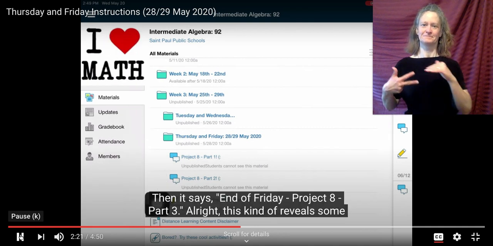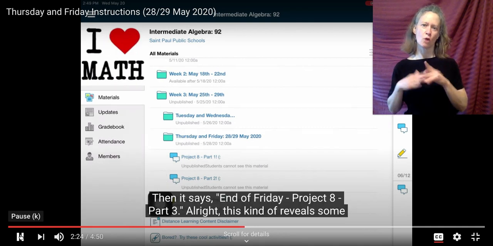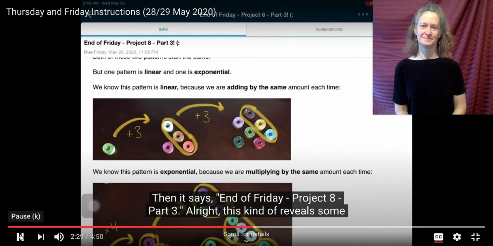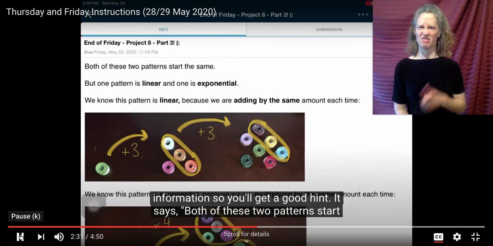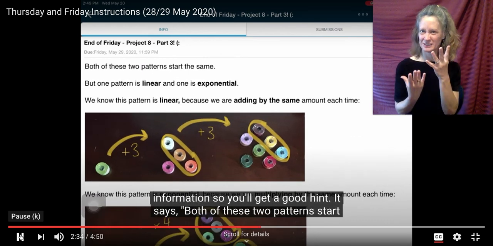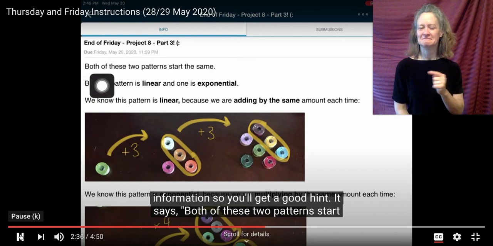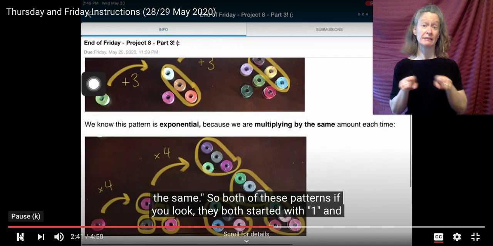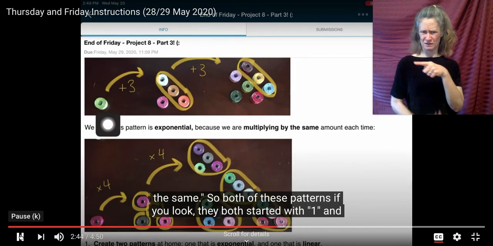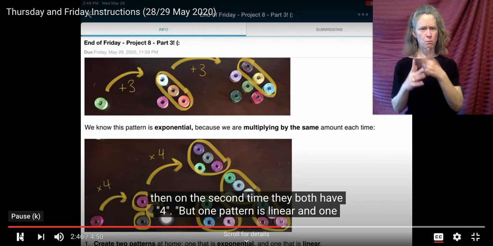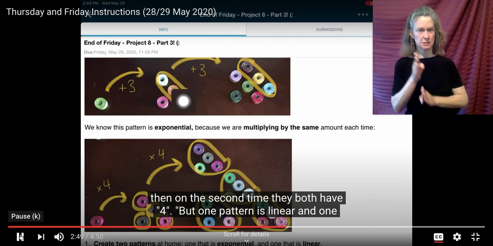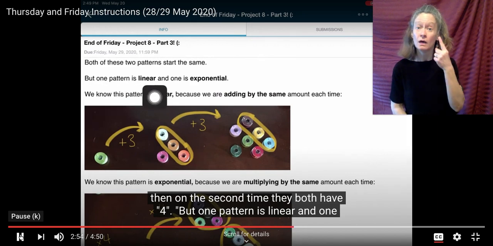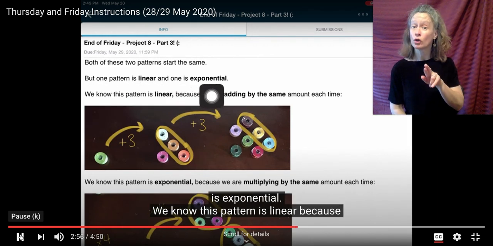Then it says end of Friday, Project 8, Part 3. All right, this kind of reveals some information, so you'll get a good hint. It says, both of these two patterns start the same. If you look, they both started with 1, and then the second time, they both have 4. But one pattern is linear and one is exponential.